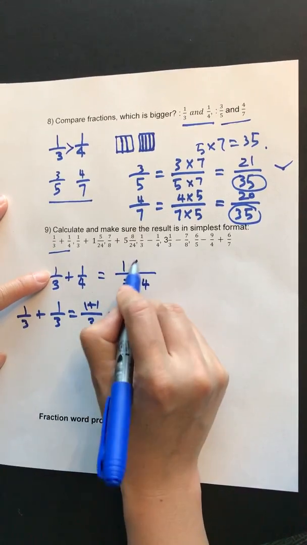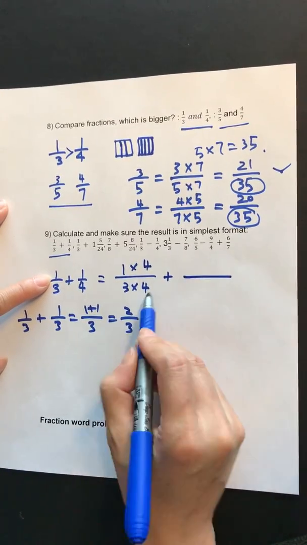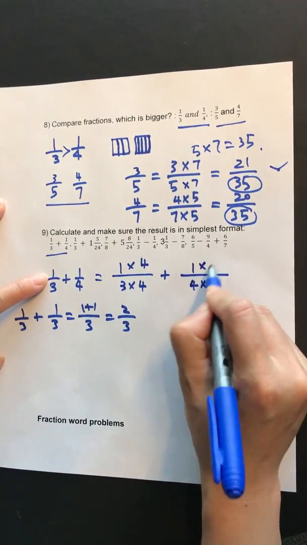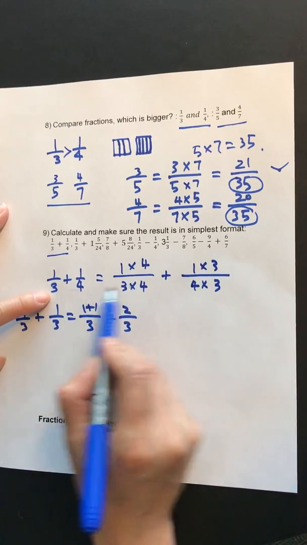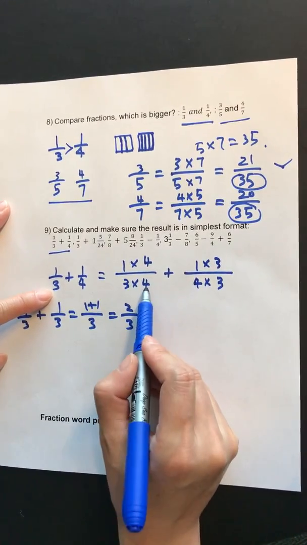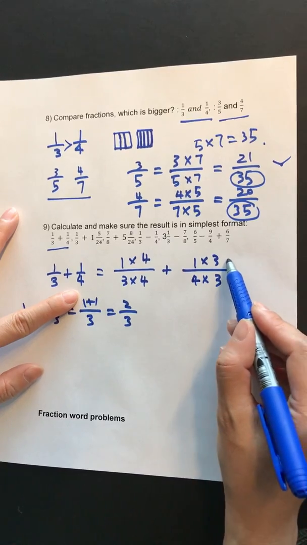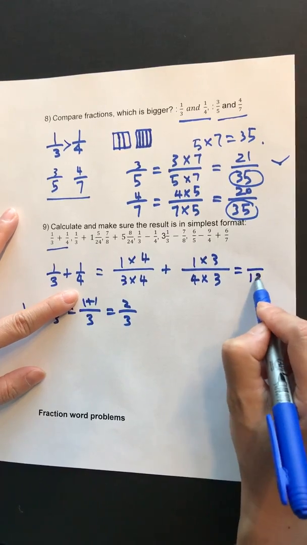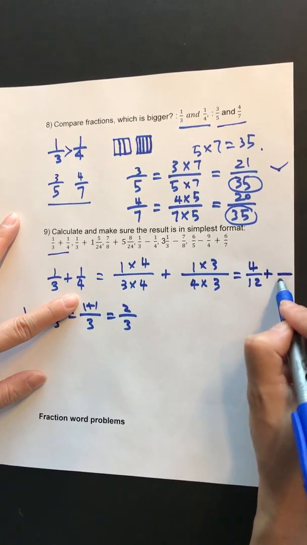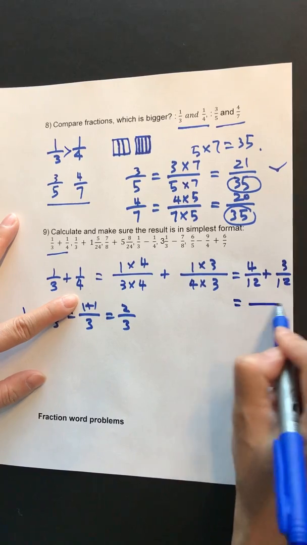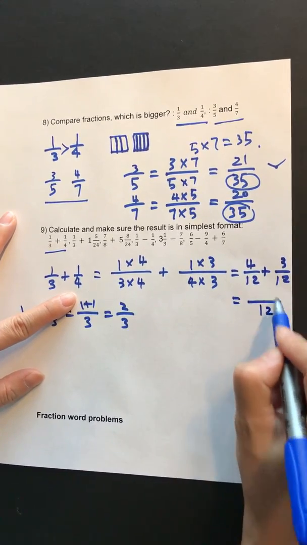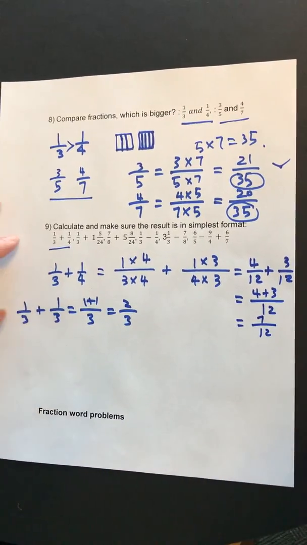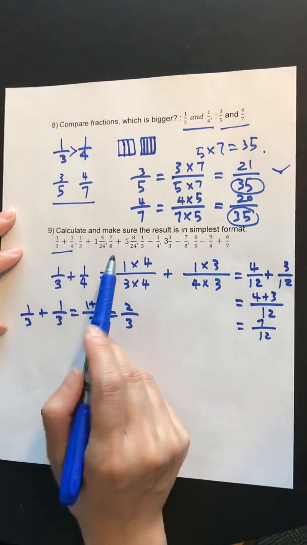So we change the first one into this form. We change the second fraction in a similar format. The first fraction, you multiply numerator and denominator both by 4. The second fraction, you multiply numerator and denominator by 3. So this one is going to be 4 of 12, and 3 of 12. So now you have the same denominator. You just simply add up the numerators. Okay?